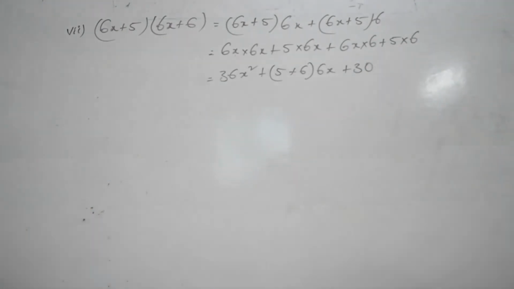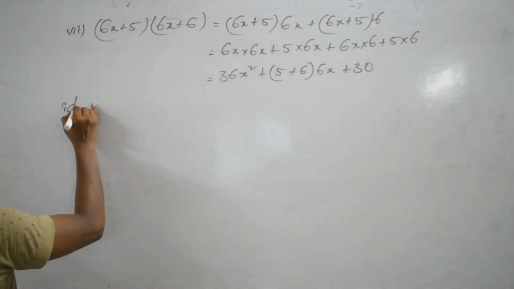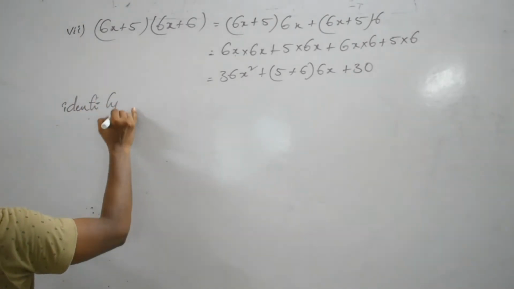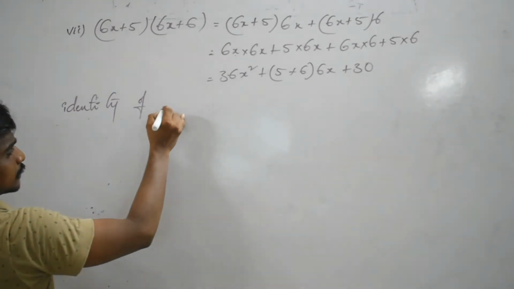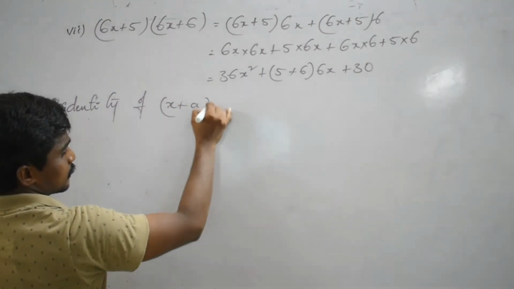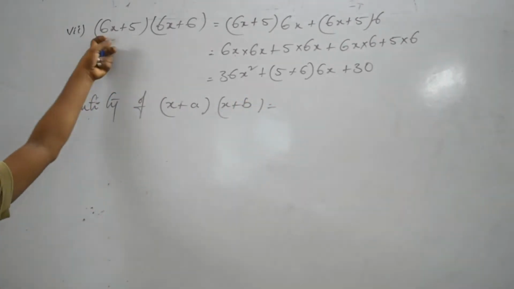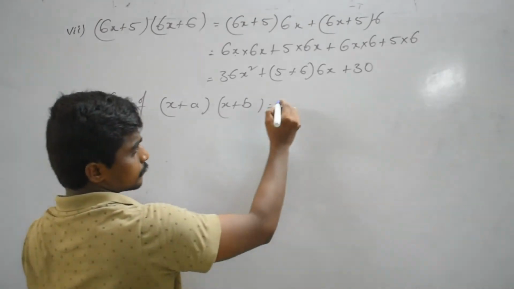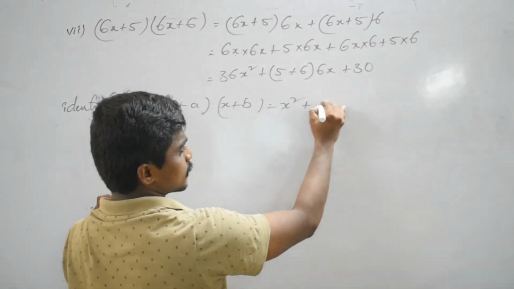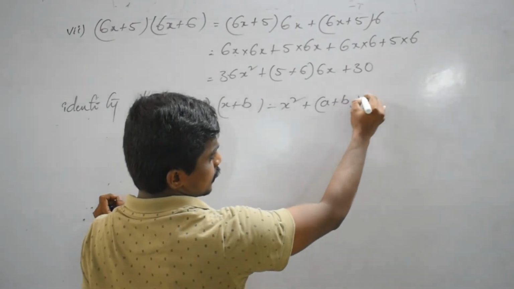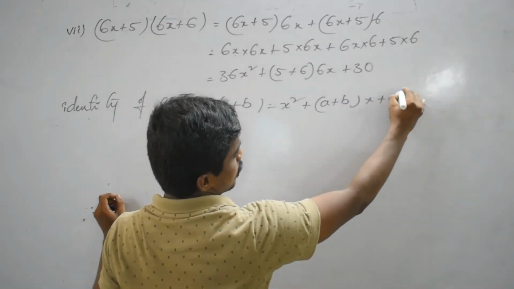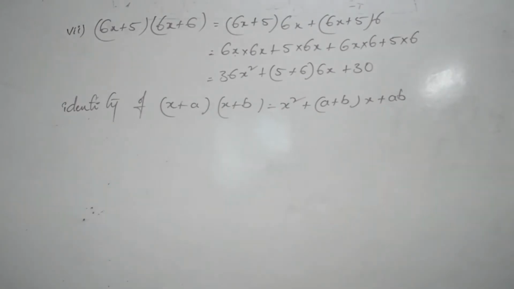So this is the identity of (x + a)(x + b). See, (x + a)(x + b) equals x square plus (a + b)x plus ab. That is one identity.